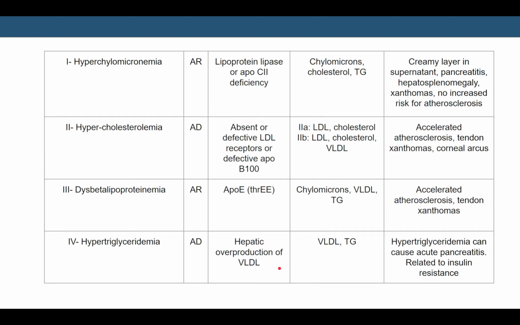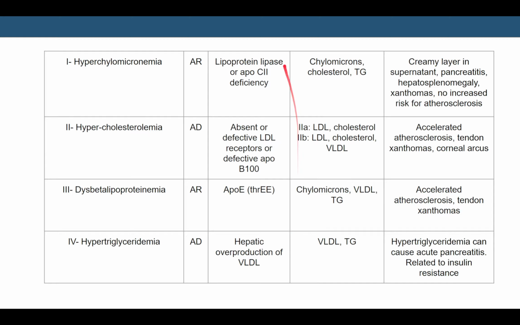So how can you remember all of these? The simple way to remember all of these is you have to know that type 1, type 2, type 3, and type 4. So LPL, LDL, E, and VLDL. So this way you can remember LPL, LDL, E, and VLDL. So just know these in sequence and you'll know these are for type 1, type 2, type 3, and type 4 respectively. LPL, LDL, E, and VLDL.